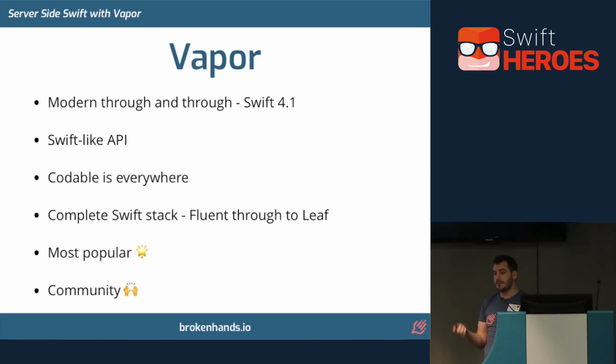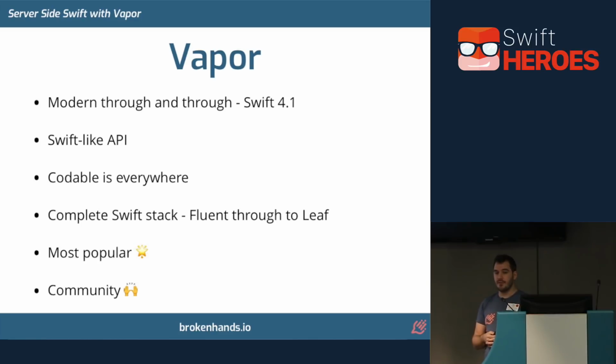Vapor also has a really Swift-like API. If you look at some of the other frameworks, they're heavily inspired by Node.js, and you have to take your request, create a response, set the status code, and set the body. And if you just want to return a string, why not just return a string like you would in Swift? So Vapor provides a really nice Swift API, and we'll see that later.